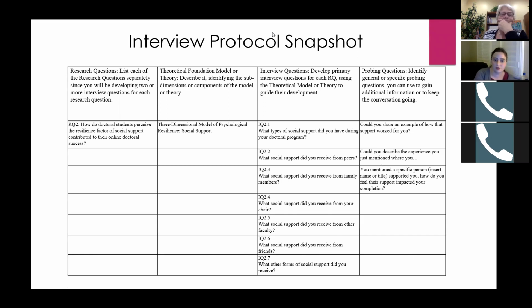But research questions 2 through 6 revolve around how factors of resilience contributed to online doctoral success. For the different factors, I used a 3-dimensional model of psychological resilience, and then I also added a question about what other factors might be involved. That was my 6th research question. So these questions are all around social support. And within social support, there are different sources or types of social support. My interview questions are in this 3rd column, and they look at what different types of sources there were, and what kinds of social support.